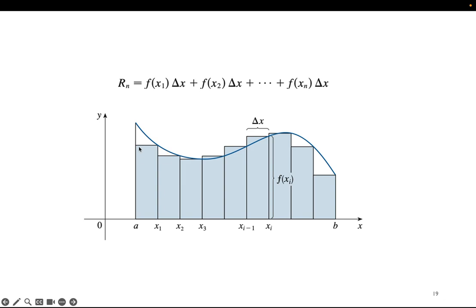How do you find the height of the rectangle? Well, it's just the function evaluated at x1 for the first rectangle. So f of x1 is this height. That height, along with the width, gives you the area of the first rectangle. I do this again for the second rectangle. f of x sub 2 gives you the height, times the width gives you the area. And I add up the areas of all these rectangles all the way to the last rectangle. Then that provides an approximation of the area under this function.